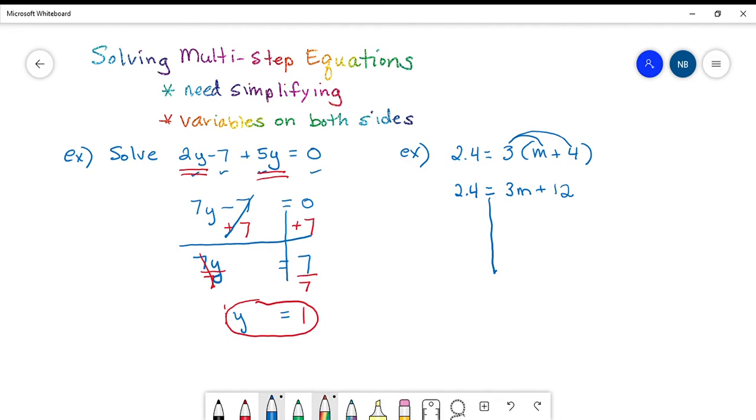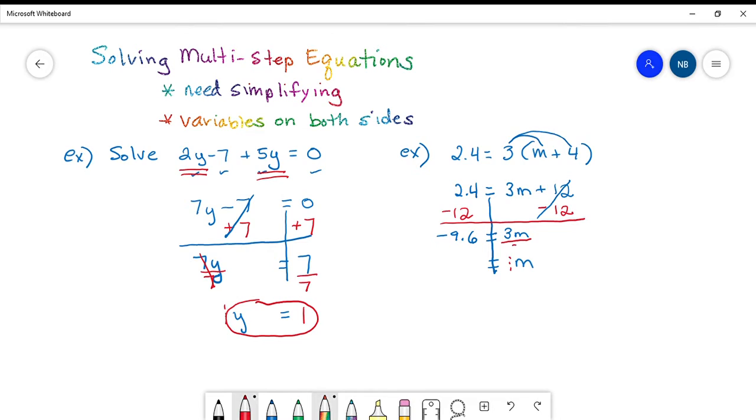Now you will notice, of course, that the variable happens to be on the right, but that's okay. Our goal is to have that variable by itself. The one rule says if I do it to one side, I have to do it to the other side. So I'm going to subtract 12 from both sides. Why? Because 12 minus 12 is 0, leaving 3m by itself. 2.4 minus 12 is negative 9.6. Now my goal is to have m by itself or with that invisible coefficient of 1.